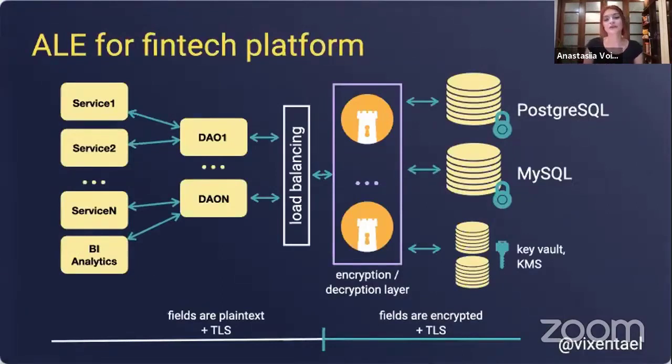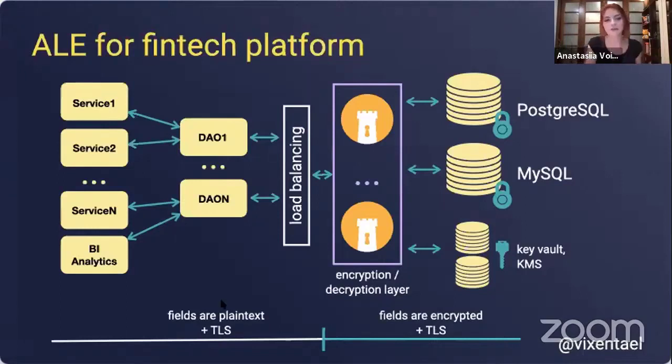Another example, very similar, is fintech. That was a huge application, really huge, with a lot of services and a lot of databases. So what they did, they used the same pattern. They pushed application-level encryption into a single layer, with load balancing and all the things, and they controlled encryption from data access objects. So their applications, like the API application, had no clue that the data is encrypted somewhere. The databases as well had no clue that the data is encrypted.